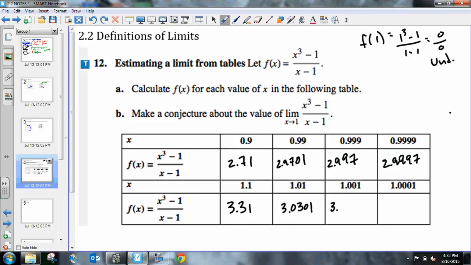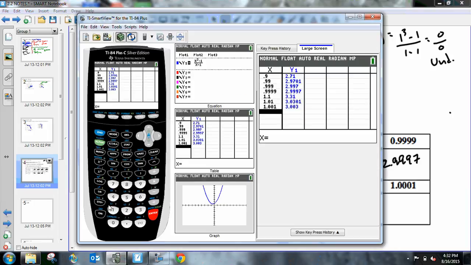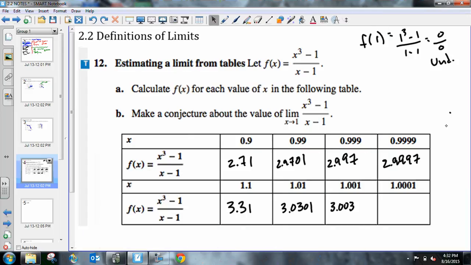All right, let's plug in 1.0001 and see what we get. Wow, look at that. We get 3.0003. So as we get closer to 1 from the left side, we get closer and closer to 3. As we get closer to 1 on the right side, we also get closer and closer to 3.